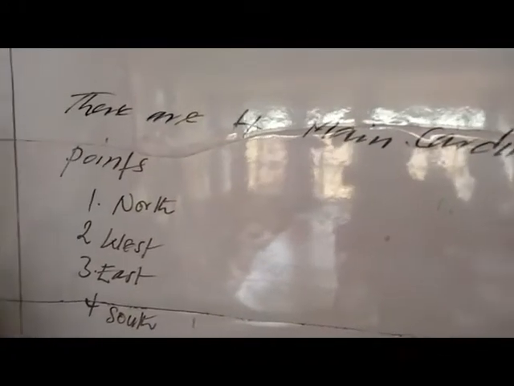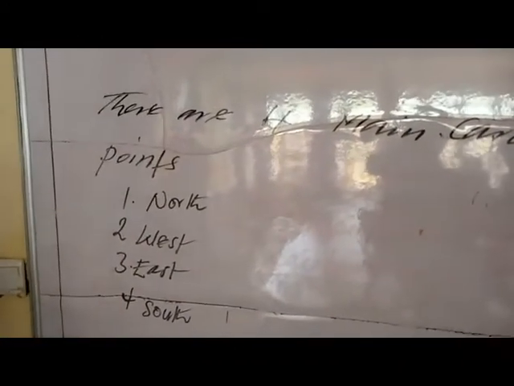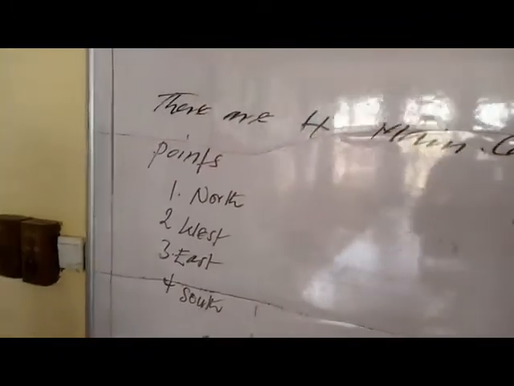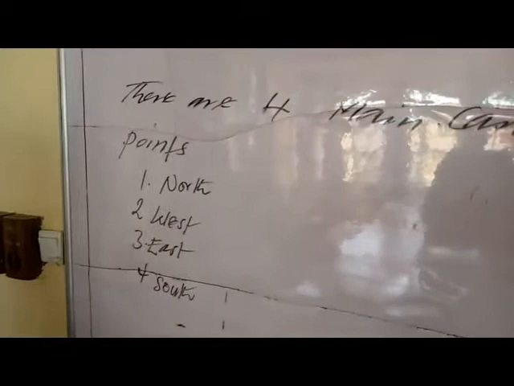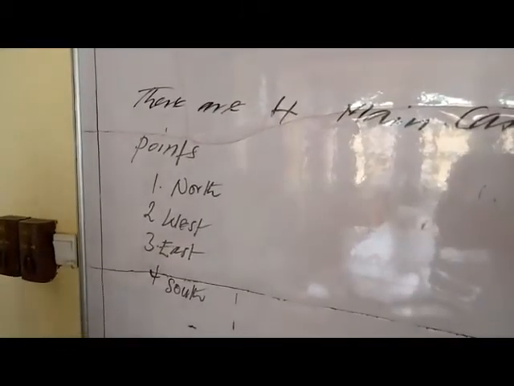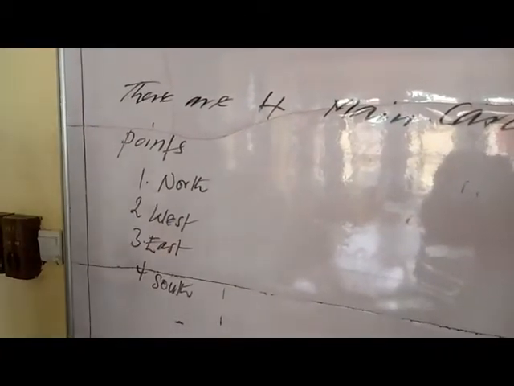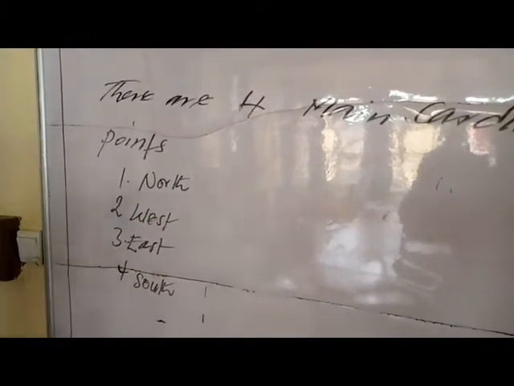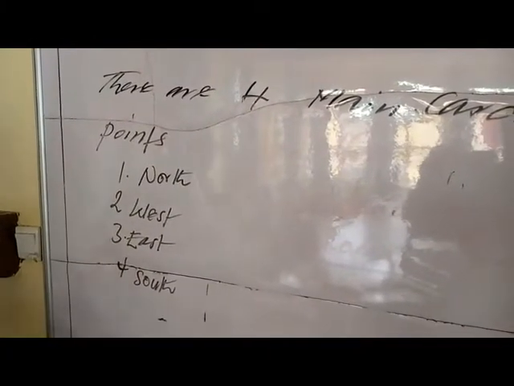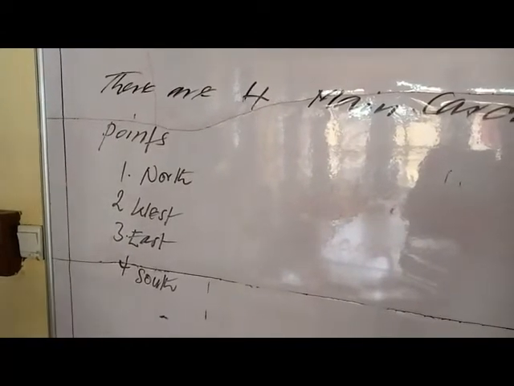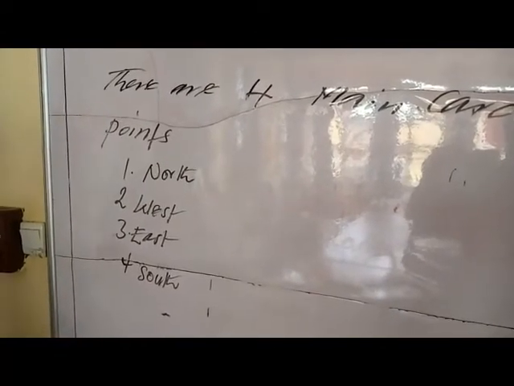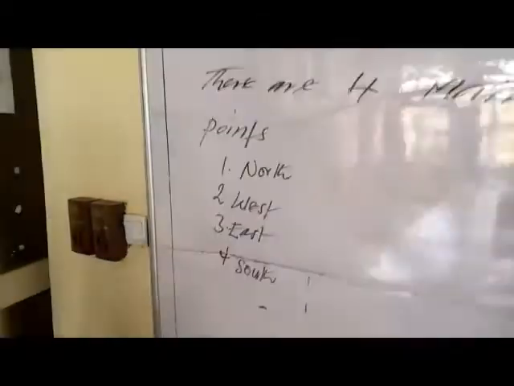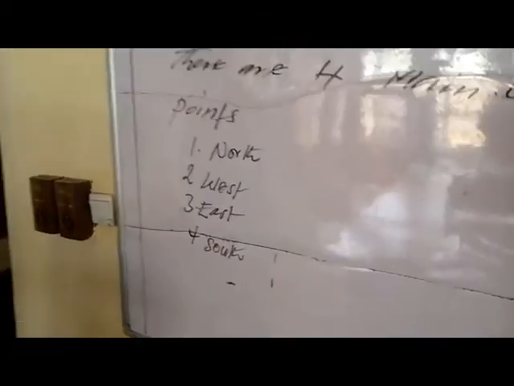First and foremost, we need to know that in geography, there are four major main cardinal points or directions. If I may use layman's language, there are four main directions. Now, in geographical terms, cardinal points. These four cardinal points are north, west, east, south.